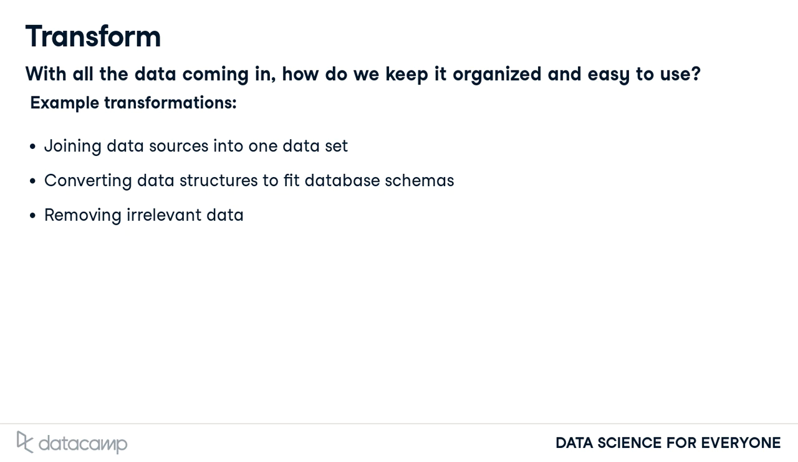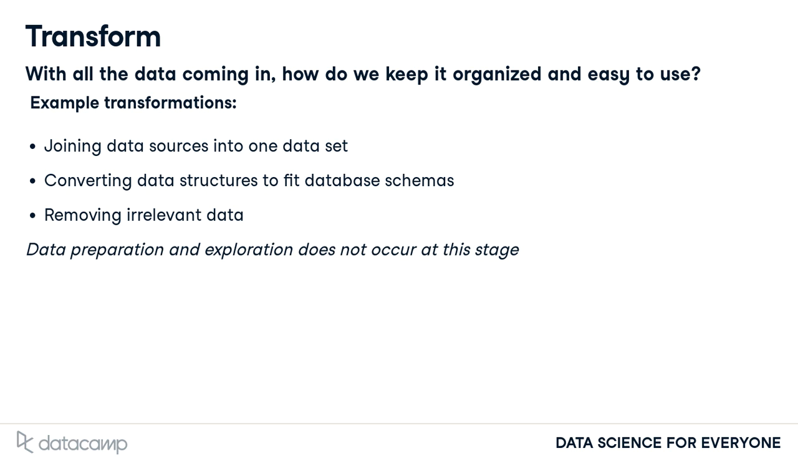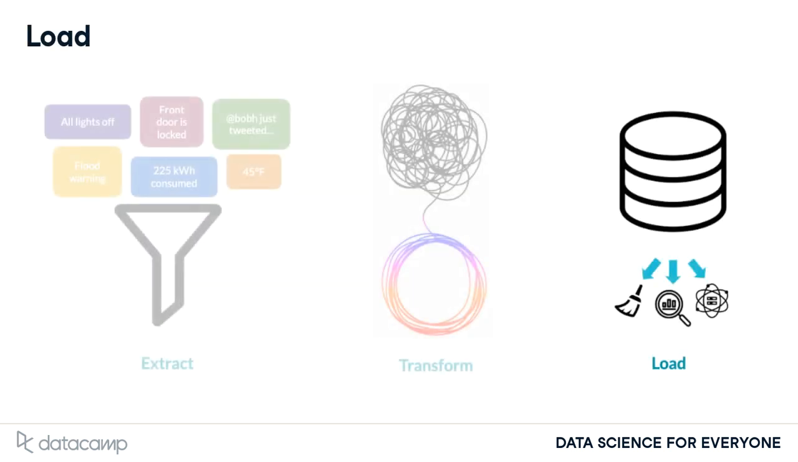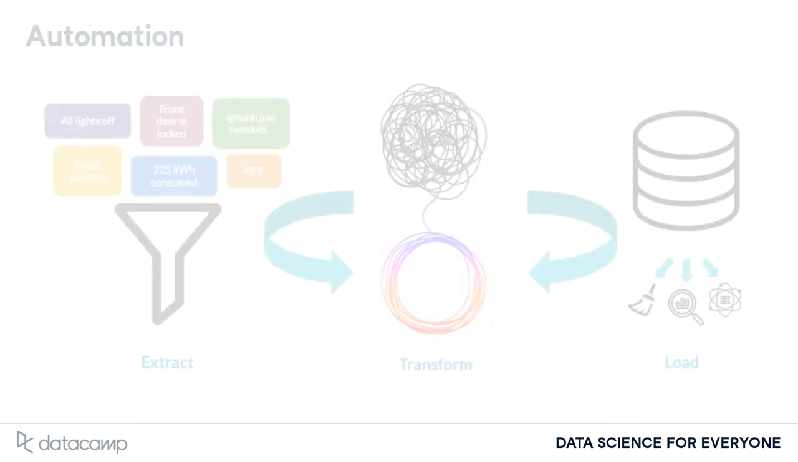Data gets altered throughout the data science workflow. It's important to note that analytical tasks like data preparation and exploration don't occur at this stage. We'll see this in Chapter 3. Finally, we load the data into storage so that it can be used for visualization and analysis.